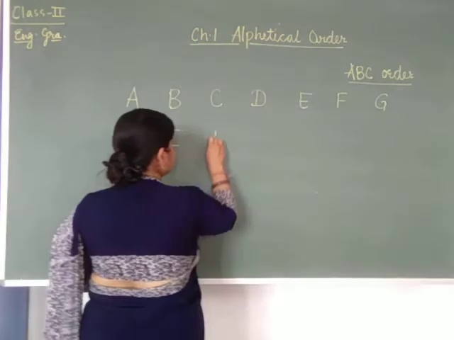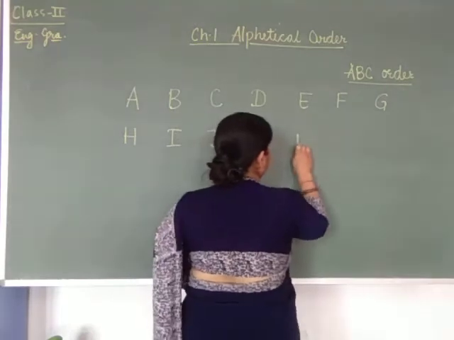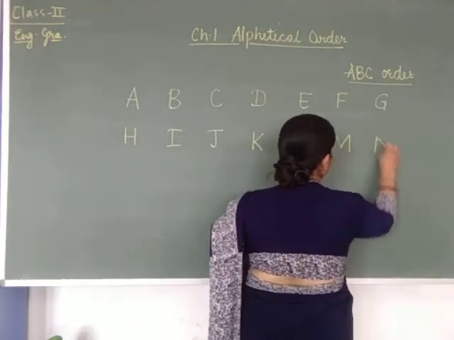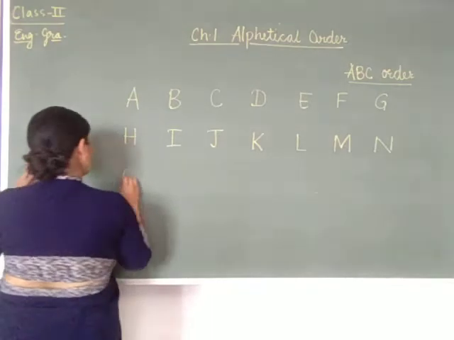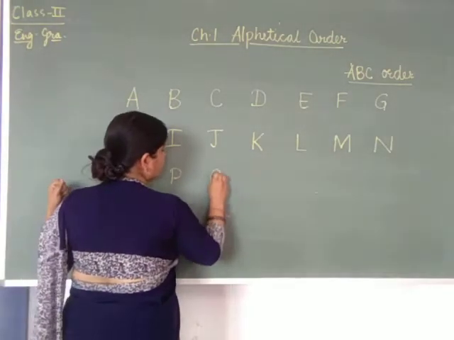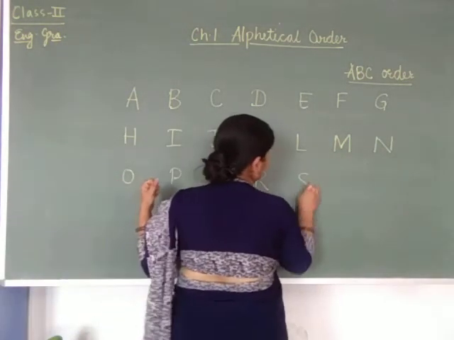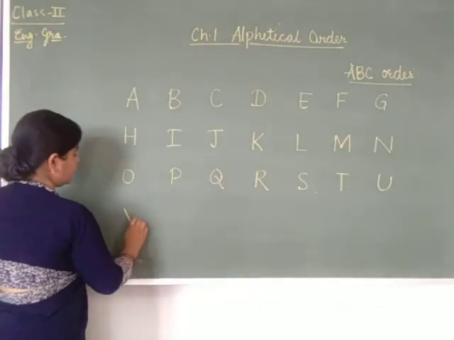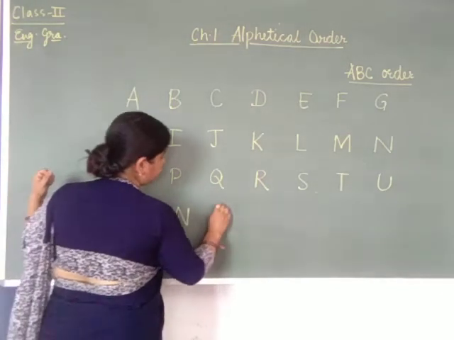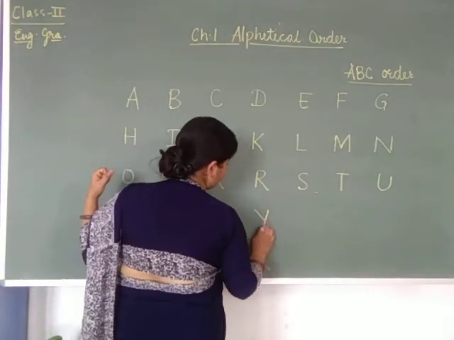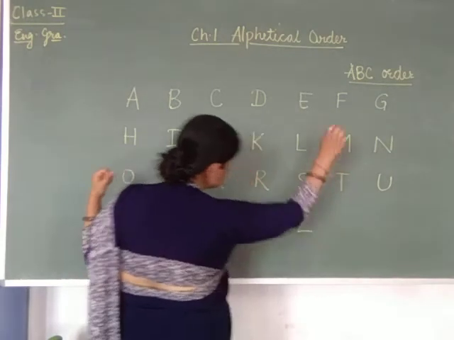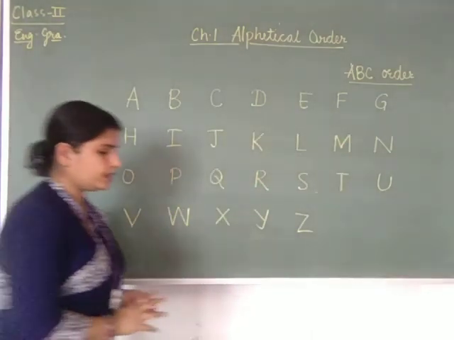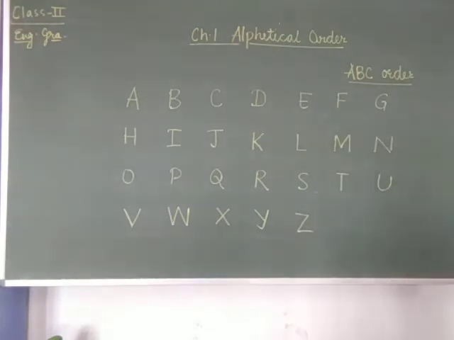Okay, so the order is A, B, C, D, E, F, G, H, I, J, K, L, M, N, O, P, Q, R, S, T, U, V, W, X, Y, Z. Okay. Now all the letters are written in an order. A to Z letters are written in an order.